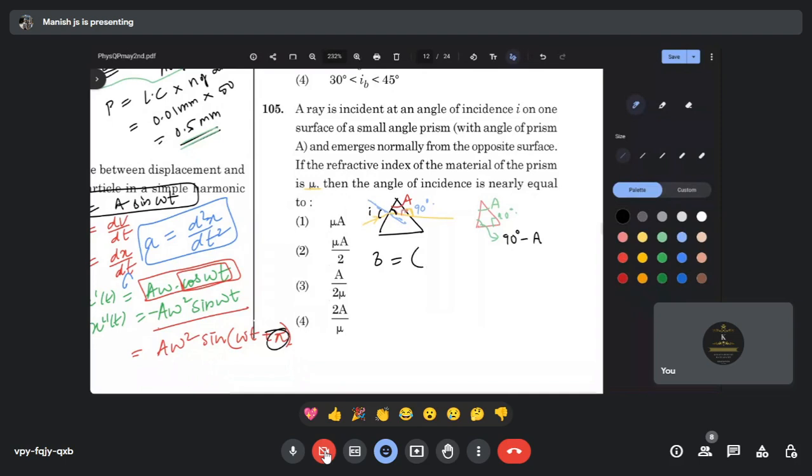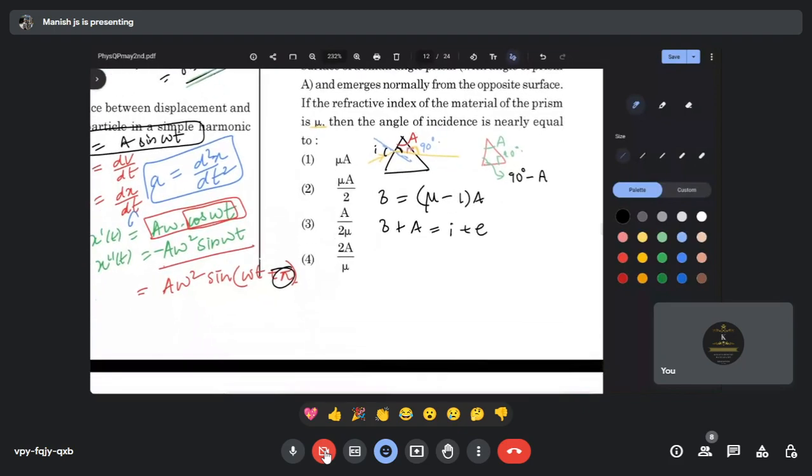When you do the prism derivation, obviously you would have learnt delta is nothing but (mu minus 1) times A. Go for a rearrangement: the sum of the angles has to be equal. So delta plus A is equal to I plus e, angle of incidence plus angle of emergence. We are trying to get a relationship: the sum of the angle of the prism and the angle of deviation of the prism should be equal to the sum of the angle of incidence and angle of emergence.